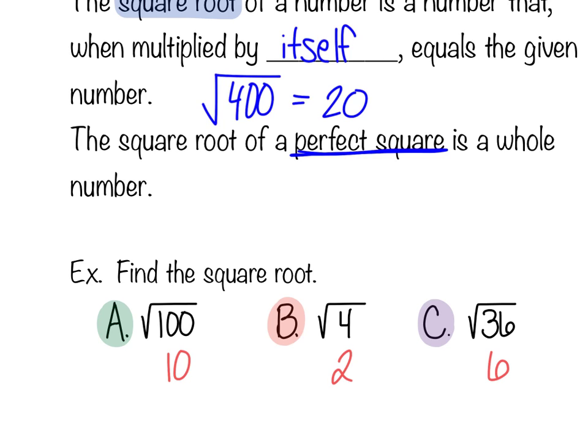Now, if you try to find the square root of a number that's not a perfect square, unlike 100 or 4 or 36, then you're going to get a long decimal that goes on forever, doesn't have any pattern to it at all, and we call those irrational numbers, and we'll talk more about those later. An example of an irrational number would be a number like pi that goes on forever, has no pattern to it.